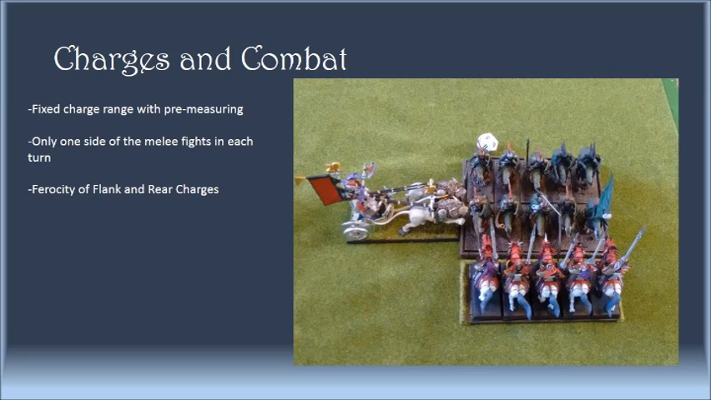And what increasing the value of flank and rear charges does is it amplifies that. Because now getting that flank charge is even more important. Doubling your attacks is huge. And that, I think, is another strength of Kings of War. It rewards you if you set up those flank charges.